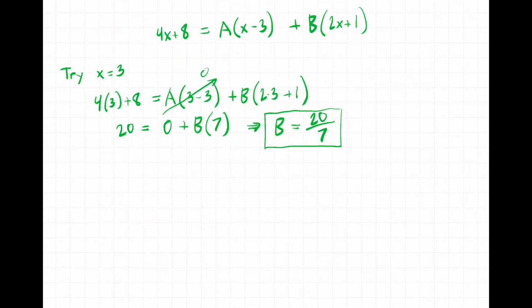Now let's try solving for a. It was really convenient to pick a number for x that caused the thing being multiplied by a to become 0. That meant that the a disappeared from our equation, so we could solve for b. Now I'd like the b to disappear from my equation so I can easily solve for a. So perhaps I'll try and pick a number for x that causes 2x plus 1 to go to 0. That's easy. We'll just let x equal negative 1/2.